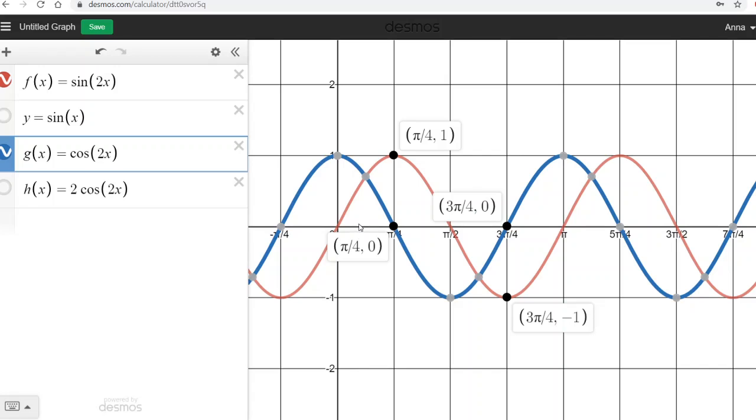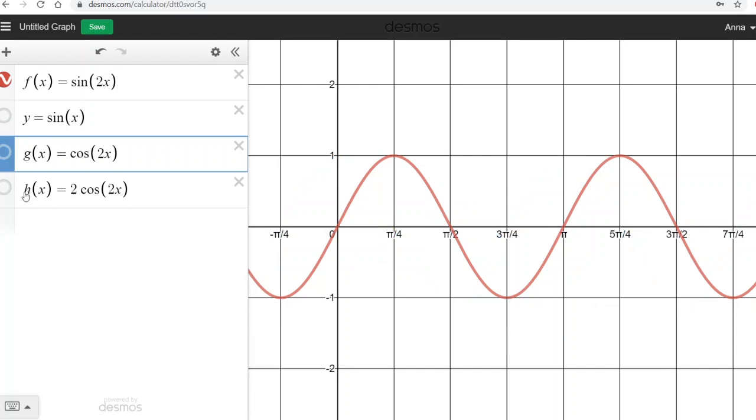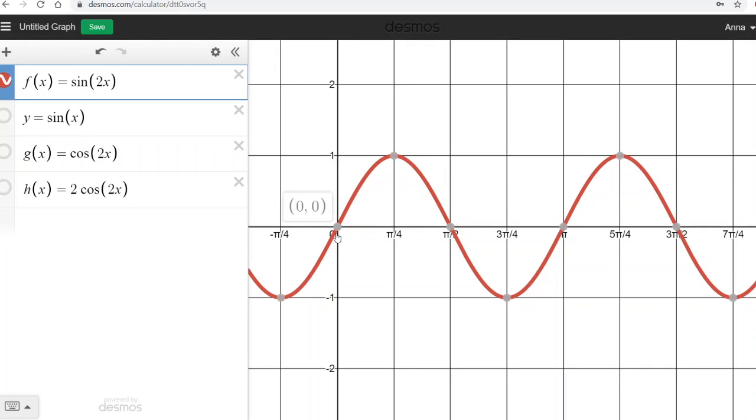However, what is not correct is that the steepest part of the red graph, let me take this off for a second, the steepest part of the red graph, which happens right around here, should have a slope of 2.